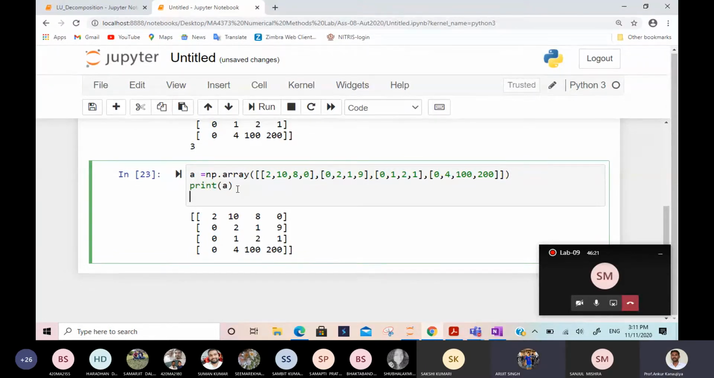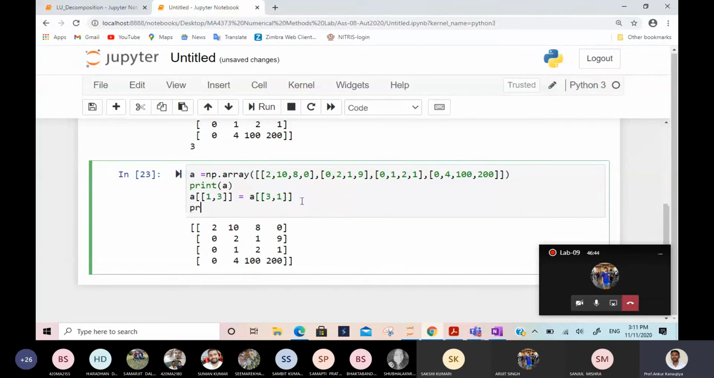Sir, first row and third row. First row and third row. So I am writing here 1, 3 with 3, 1. Like 1, 3 changes with 3, 1: 1 will become 3, 3 will become 1. If you write it like this, it will interchange the row. Let us see. This printing is before interchanging. This print is after interchanging.